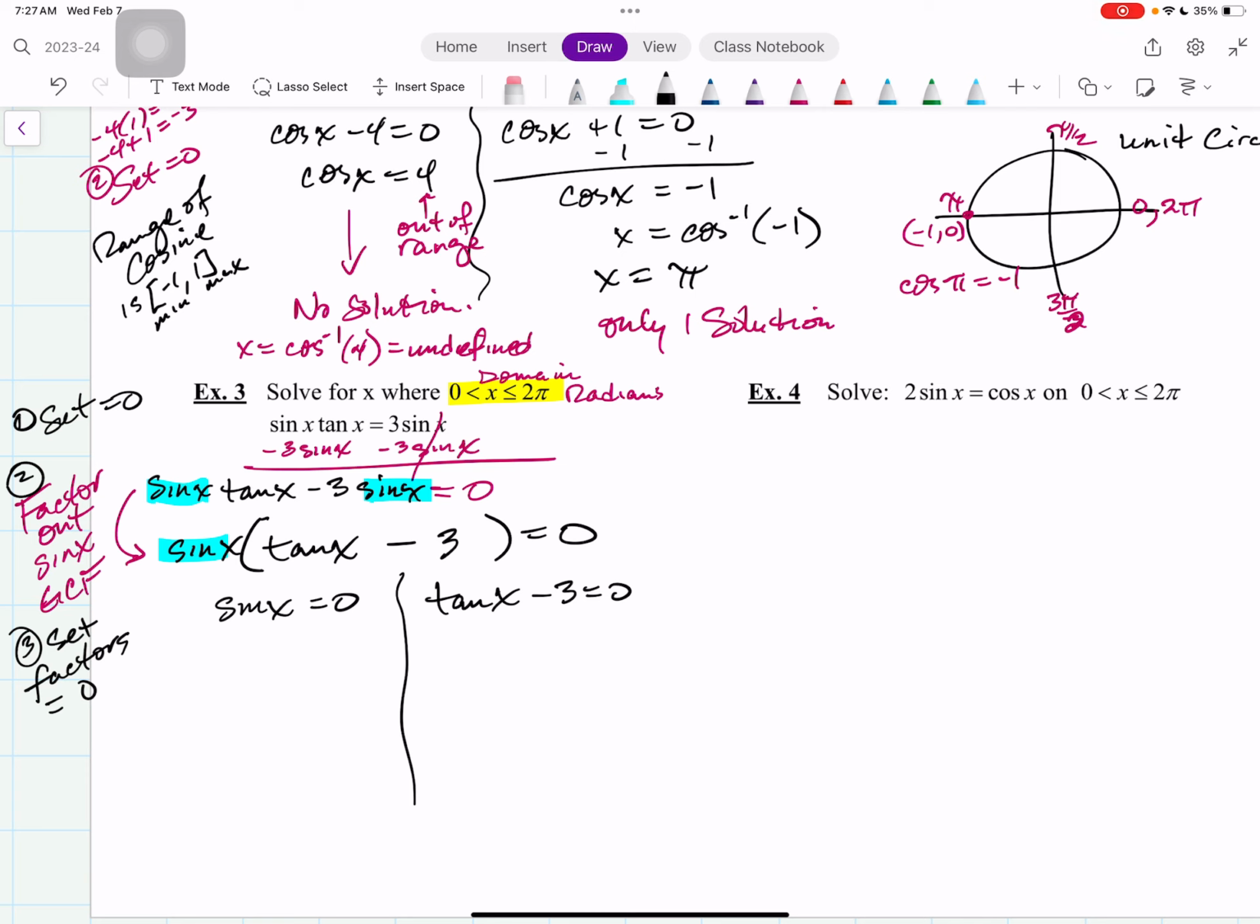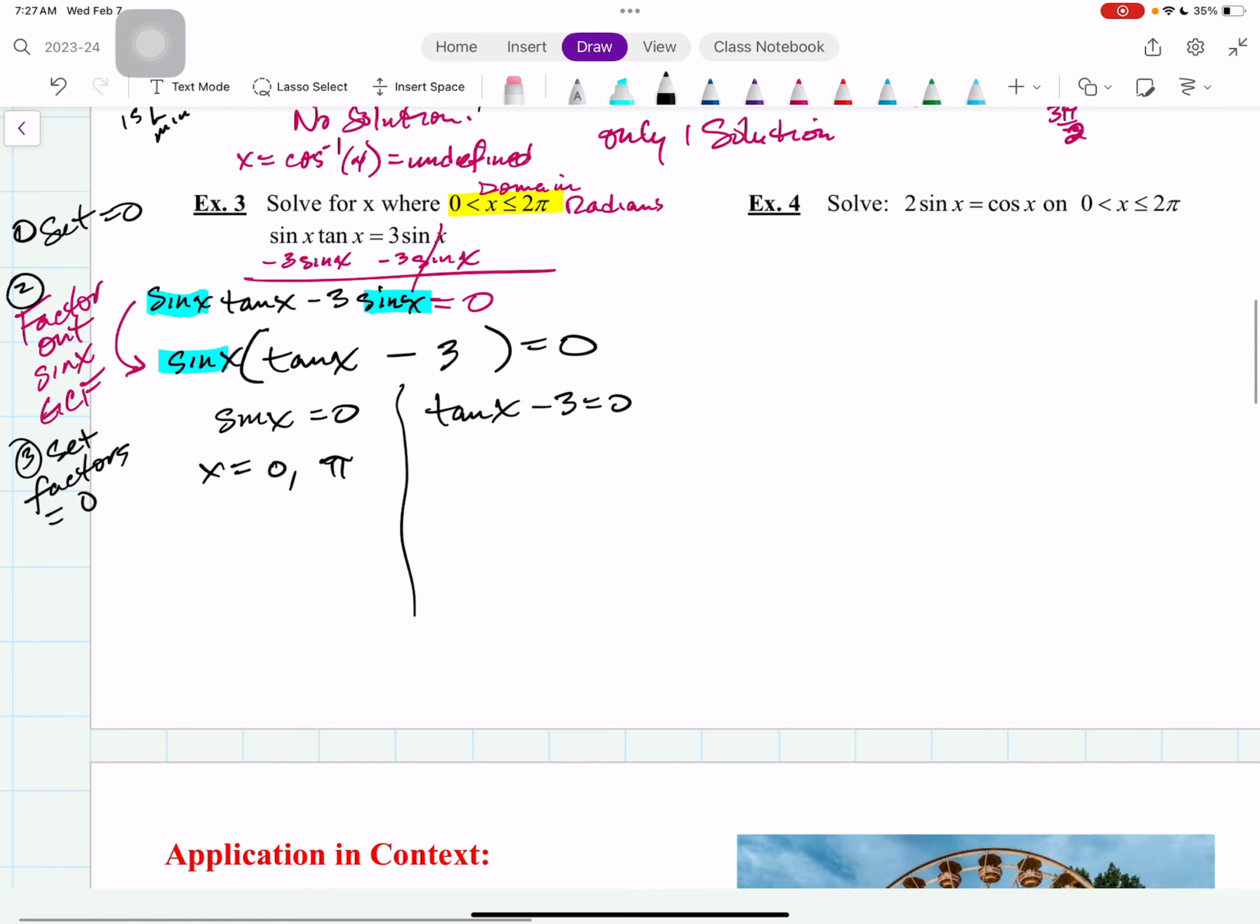If you look at the coordinates on the unit circle right here, the sine of 0 is 0, and then right up here, we have sine of pi equals 0 because we're looking at the y-coordinates. So we have two solutions here. We have 0 and pi for the first equation.